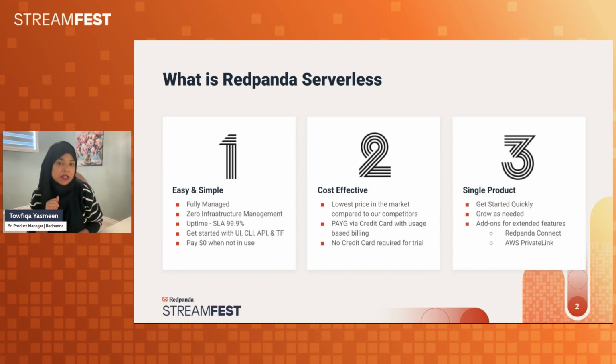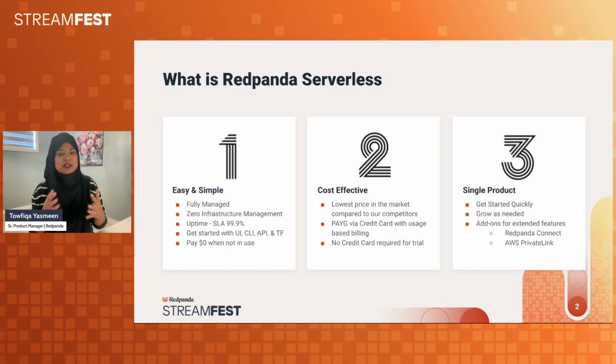Not only do we have the lowest price in the market compared to our competitors, we allow you to do pay-as-you-go, usage-based billing with a credit card. You swipe and just start using. And if you want to just try the software, no credit card is required for the use of the trial. Now, this is something that our competitors will not provide you. So go ahead, try out Redpanda Serverless, and then when you're ready, swipe that credit card for continued usage.